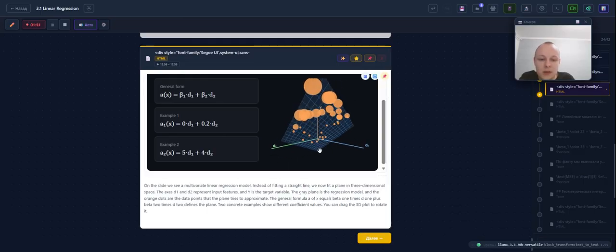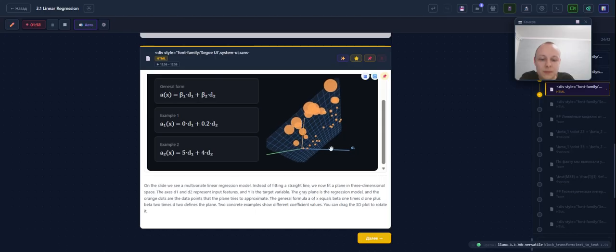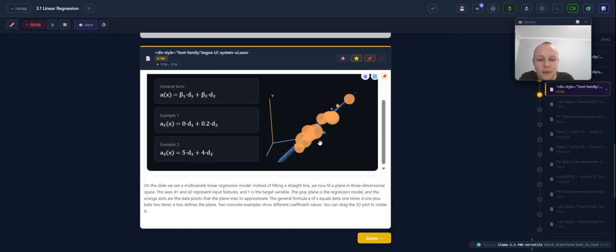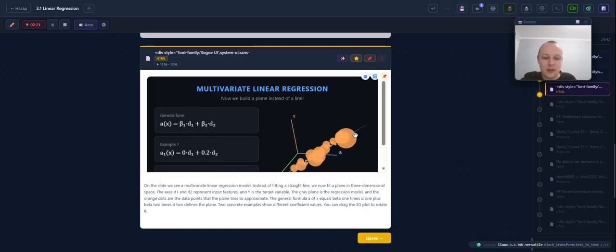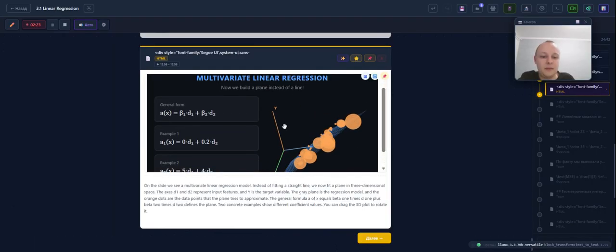As we can see, we have two features, and a hyperplane was built. This looks like the best linear model that can describe this particular data set, because as we can see, most of our data is exactly on this plane.